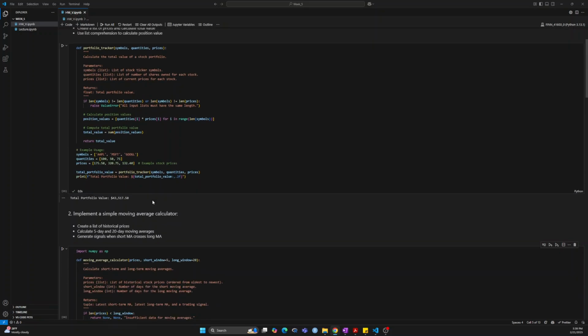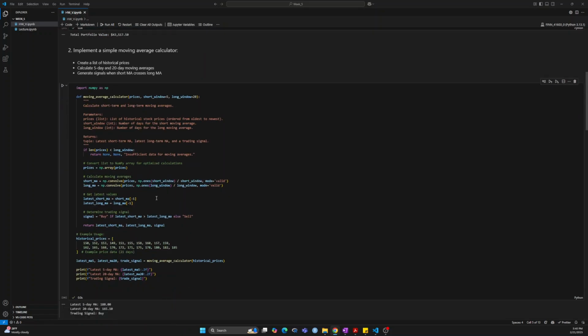And then the next one is we had to create a simple moving average calculator, which would create a list of historical prices, calculate 5 and 20-day moving averages, and generate signals when the short moving average crosses the long moving average. So the second function is called moving average calculator. It calculates short-term and long-term moving averages for a stock's price history. It takes a list of prices and computes the 5-day moving average and the 20-day moving average using NumPy's convolution function for efficiency. Moving averages are widely used in technical analysis to detect trends. If the short-term moving average, 5-day, crosses above the long-term moving average, 20-day, it generates a buy signal. If the opposite happens, it generates a sell signal.